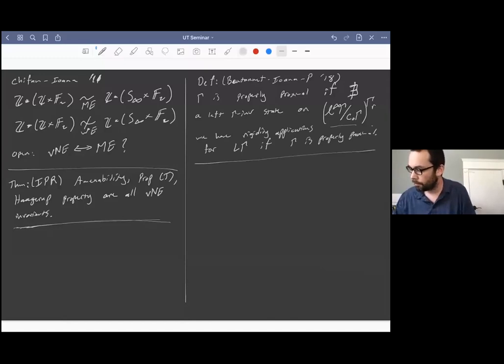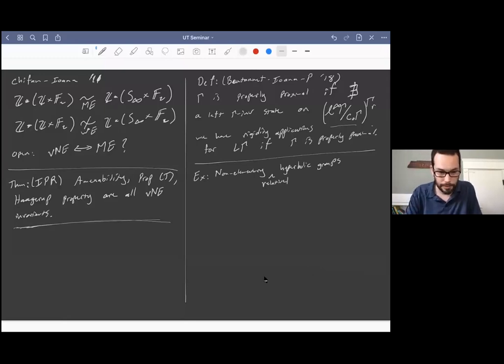Let me give you some examples of groups. And the nice thing is that with this notion, there are a lot of examples. Specifically, we have non-elementary hyperbolic groups, and we also have even relatively hyperbolic groups. I see there's a question.